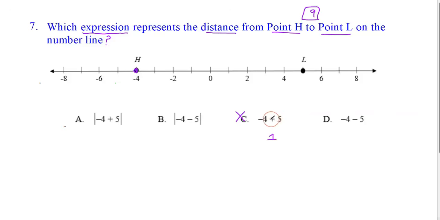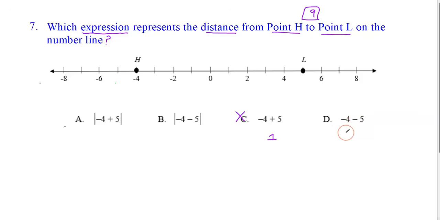Plus means move to the right 5 units. So from here, I'll move to the right 5 units. 1, 2, 3, 4, 5. And I end up at 1 right here. But again, we need to get a 9. So let's move to answer choice D.